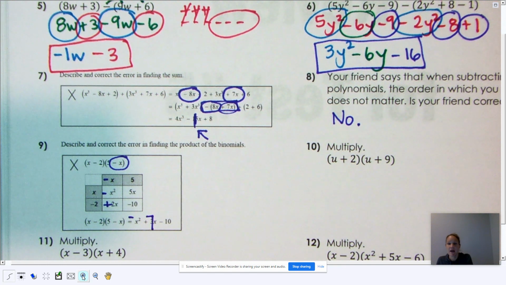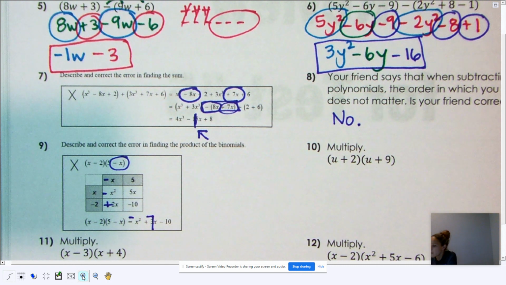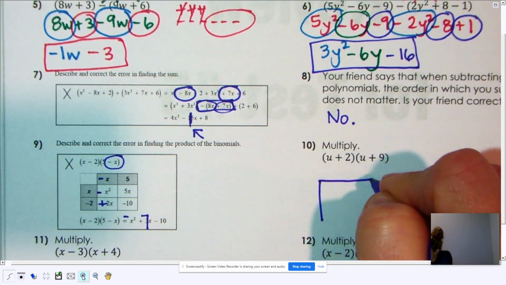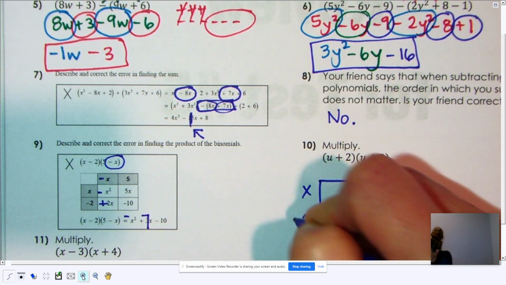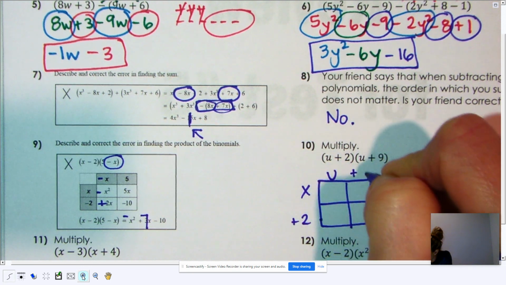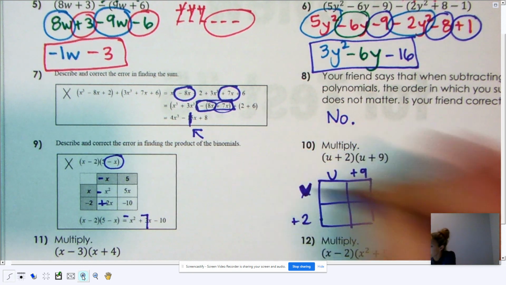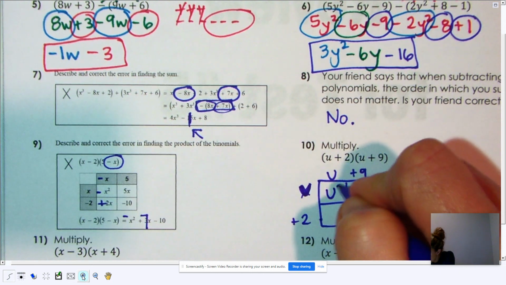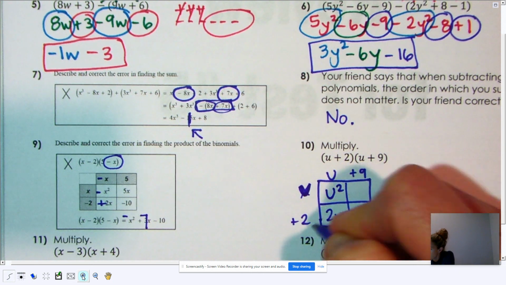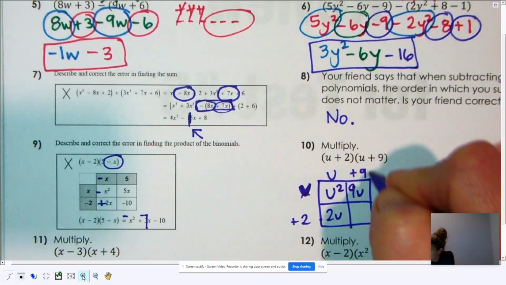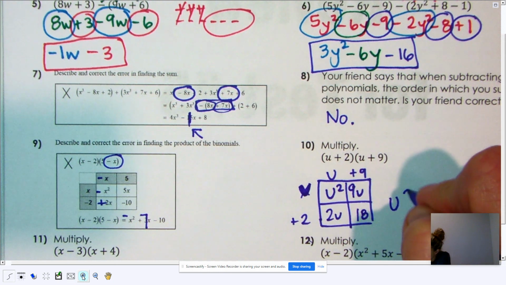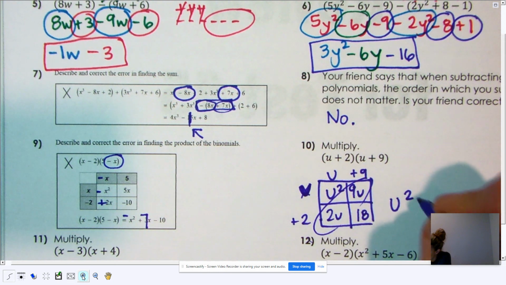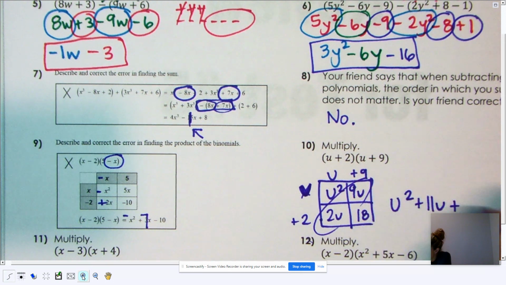Number 10, it says multiply. So remember, you have a couple different choices. You could use FOIL. I think a lot of students have good success using the box method. So we would put x plus 2, positive 2, u plus 9. Oops, sorry, that should be a u, not an x. Okay, u times u is u squared, 2 times u is 2u, u times 9 is 9u, and 9 times 2 is 18. So if I put those all together, I would get u squared. I'd combine my like terms. I get 11u, and then the 18 at the end.